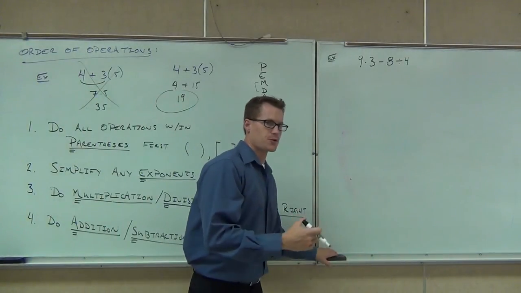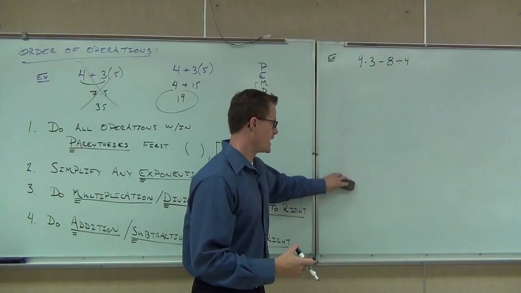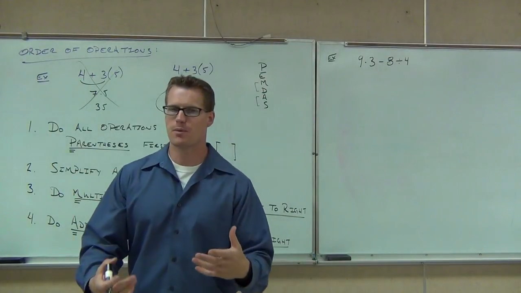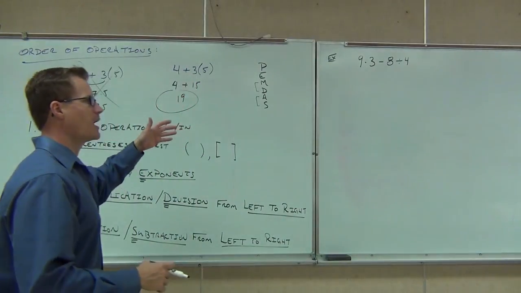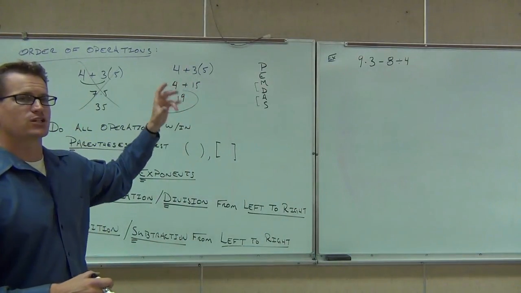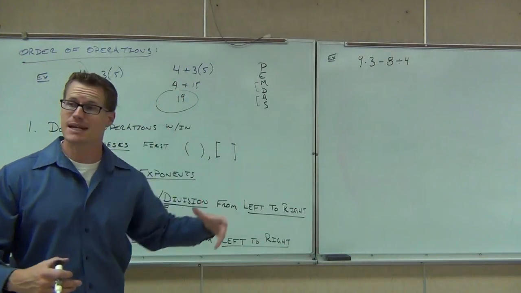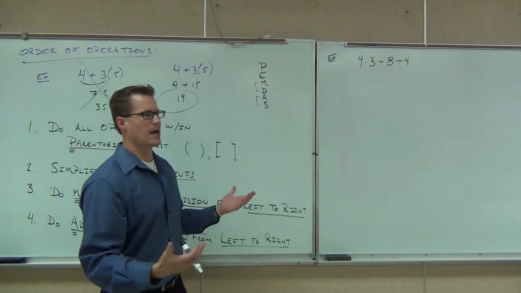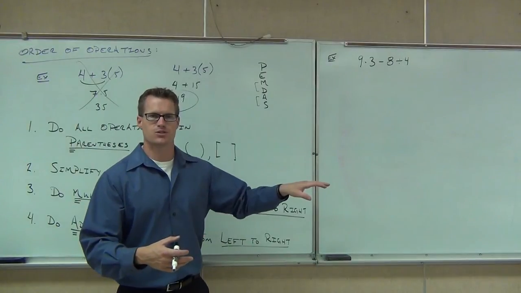Okay, I'm going to help you through the first two, and then I'm going to have you do two on your own before we start adding anything else up here. So the first thing I'm looking at when I'm doing this problem, I'm going to model this for you. When I look at this problem, I'm initially looking for any parentheses. And if I don't have any, then I move on. If I did have some, I would have to do those operations first. So I look at this, I go, okay, well, I have no parentheses. Let's move on to the next one.